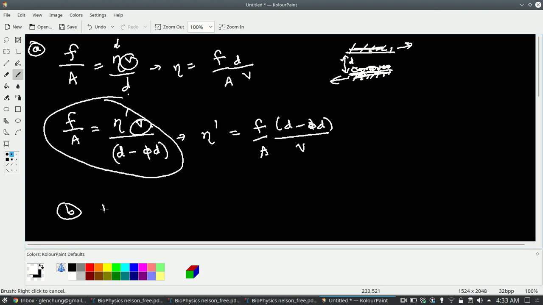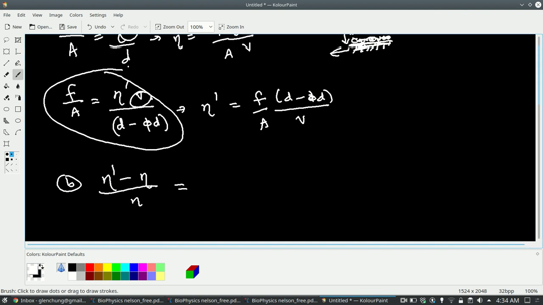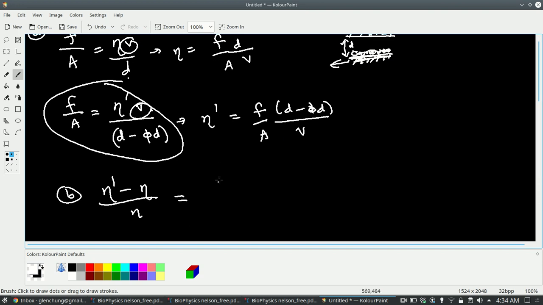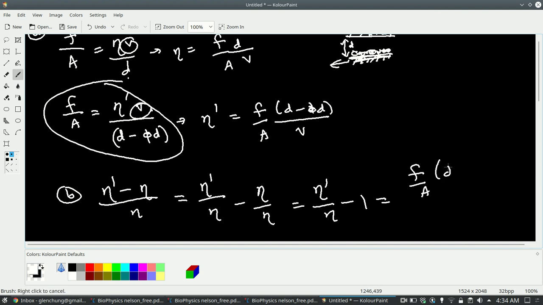Now this is for part B. For part B, we want eta prime minus eta over eta. So they want an expression for this. I like this because it seems to cancel a lot of stuff if I'm doing this correctly. I'm going to say that this is the same fraction as this, and eta over eta is 1, so we're really just talking about eta prime over eta minus 1. Now eta prime is f over a times d minus phi d. Notice that there's a d here, so I can factor out a d later. Over v, that was eta prime. Now here's eta: f over a, d over v.